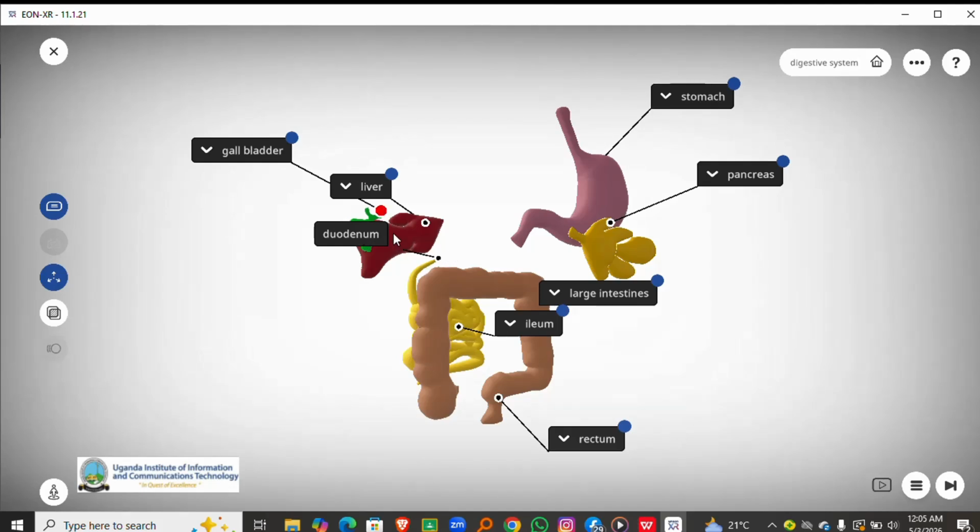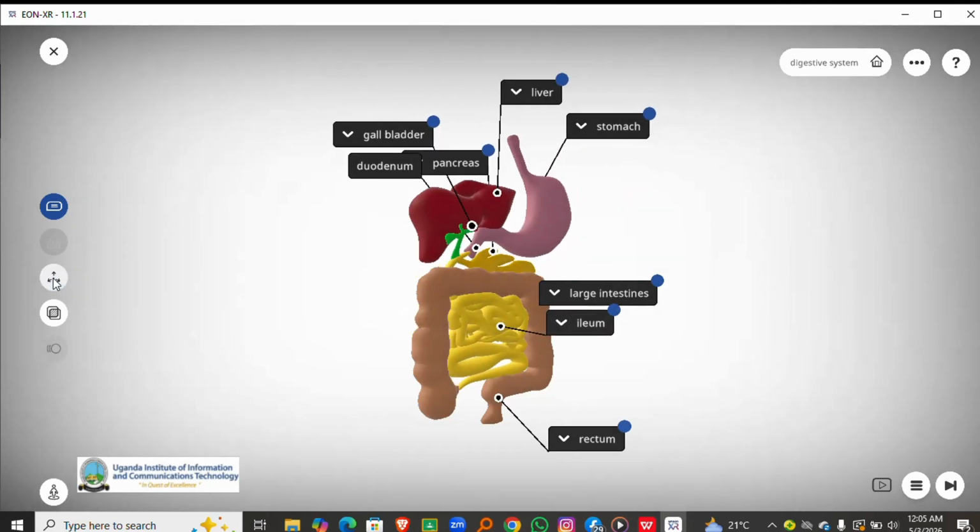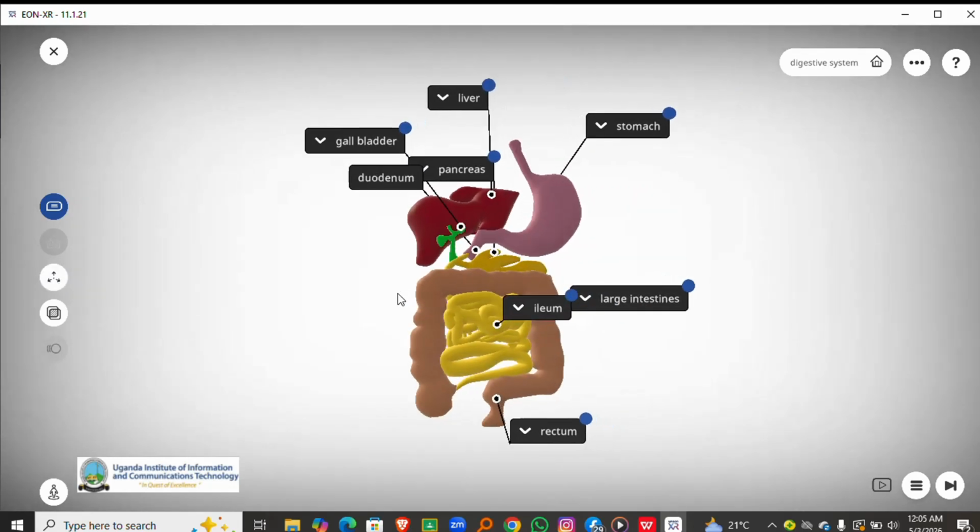So the secretions of the liver are stored in the gallbladder, and that is bile. The bile will be released in the duodenum. Then the secretions of the pancreas, that is the pancreatic juice, are also secreted in the duodenum through the pancreatic duct, which is here. So if we put these parts back together, you'll find that we have the duodenum.